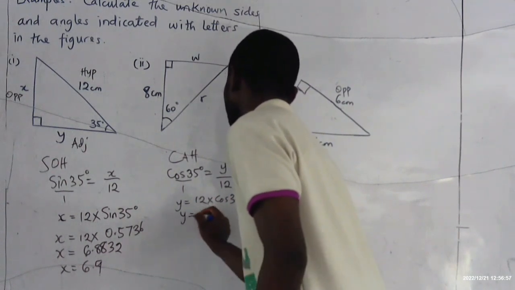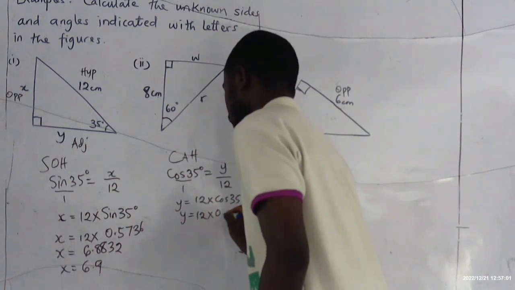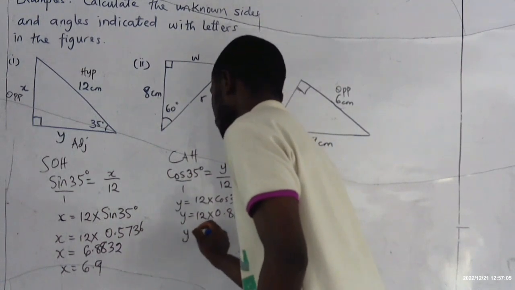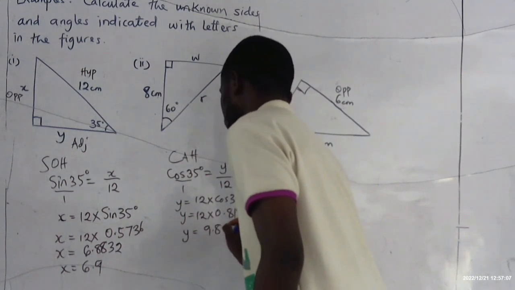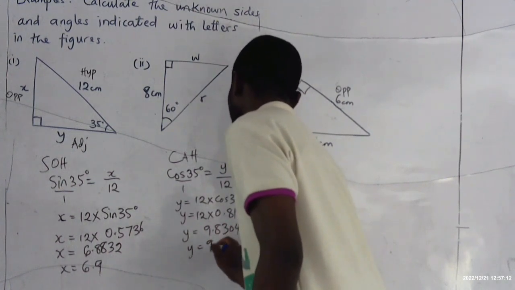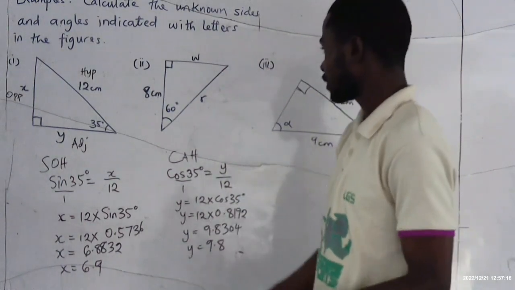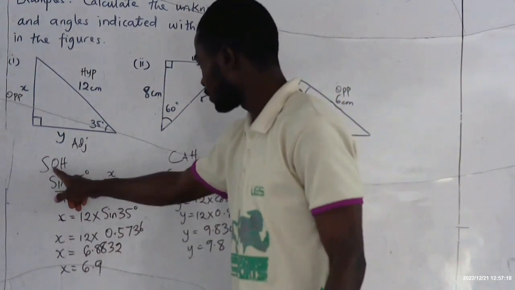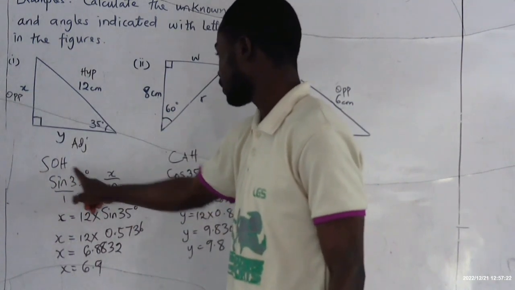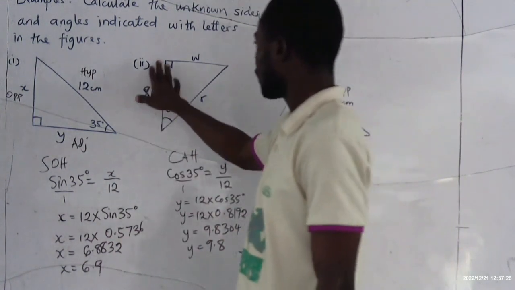So I have y equals 12 multiplied by 0.8192. This will give me y equal to 9.8304, and y is equal to 9.8 to one decimal place. So we are through with that. You observe, don't forget, this is opposite. Opposite is x divided by hypotenuse. Hypotenuse is 12. So that's that one. So we'll go over the next question.